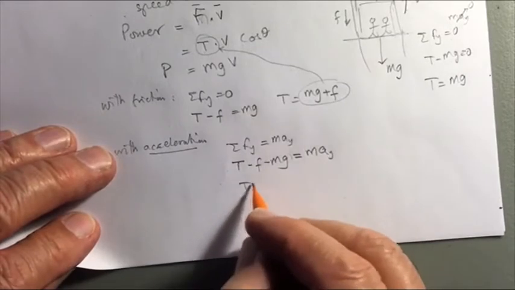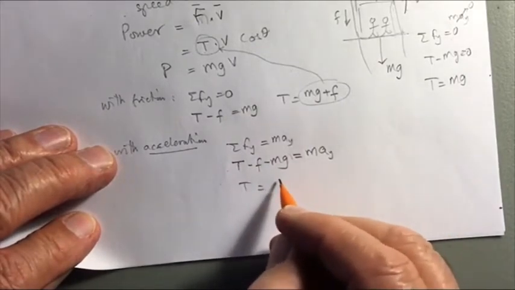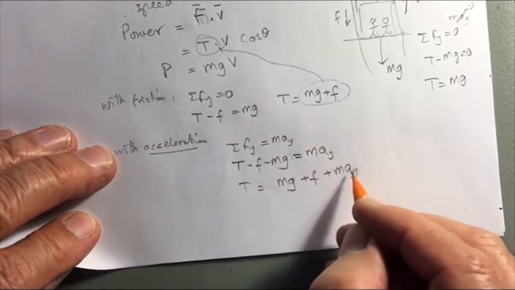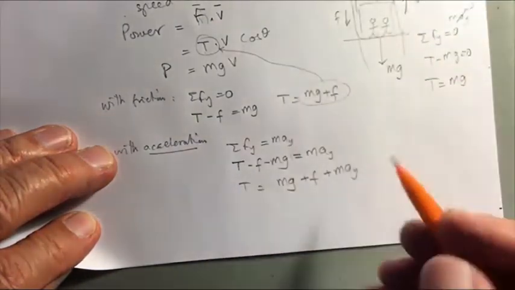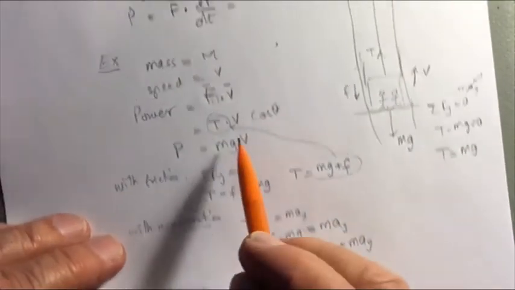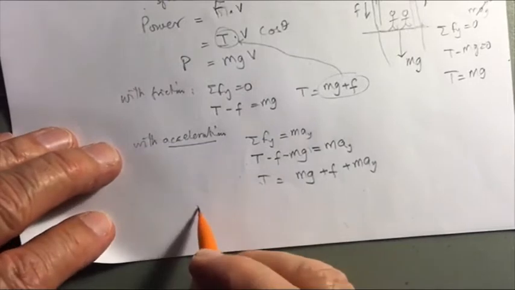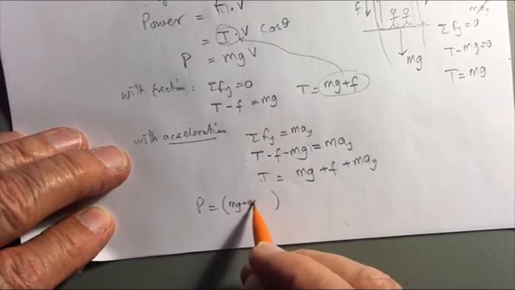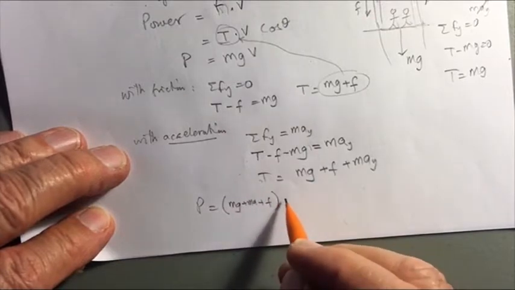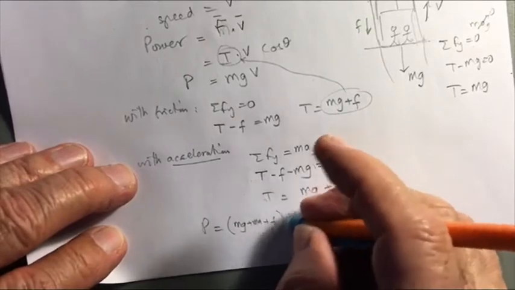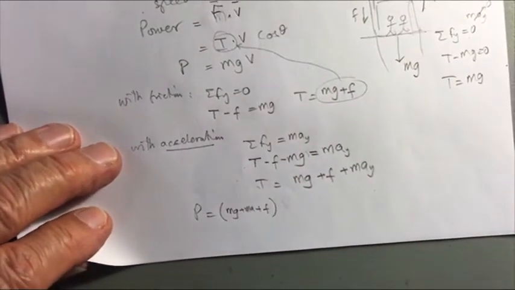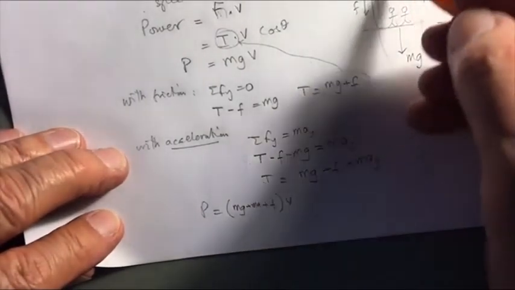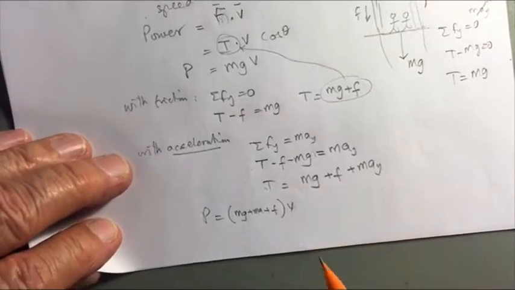And so the tension is going to be mg plus f plus ma, and that's the acceleration of the elevator as it goes up. And now plug this T in here and you'll get the power. Is this whole thing mg plus ma plus f times the velocity at that instant of time. So whatever is the velocity at that point in time, that's what it should be.